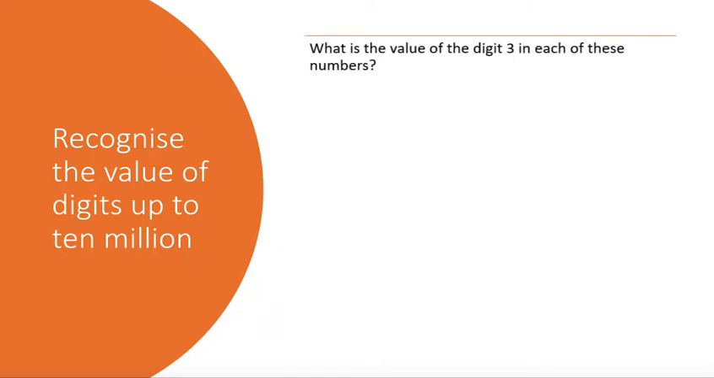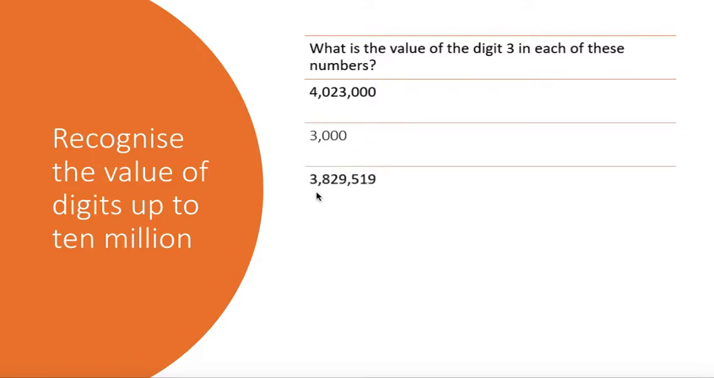On Tuesday, we were recognising the value of digits up to 10 million. So I'm going to show you some numbers and I would like you to tell me what the digit 3 represents in each of these numbers. What is the value of the digit 3 in each of these numbers? First of all, let's read it together. 4,023,000. Spot where the 3 is. Either write it or say it. It's in the 3000s. Well done.